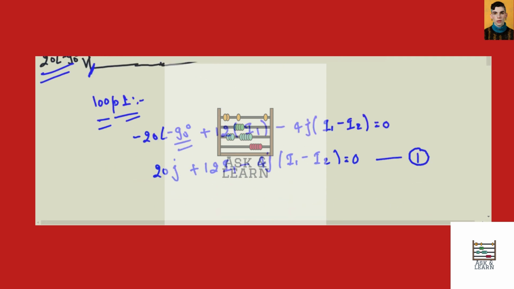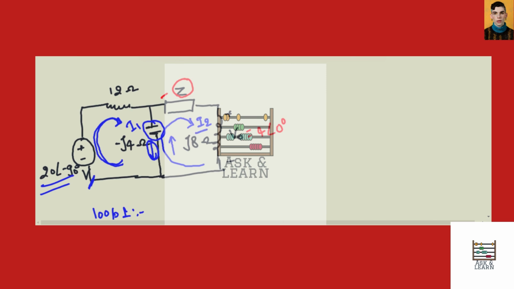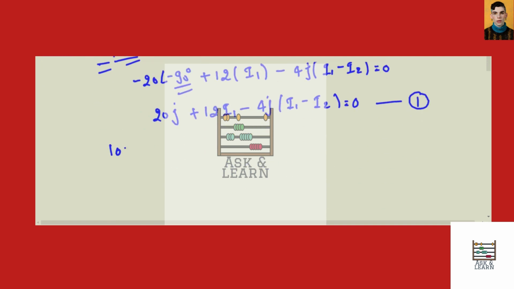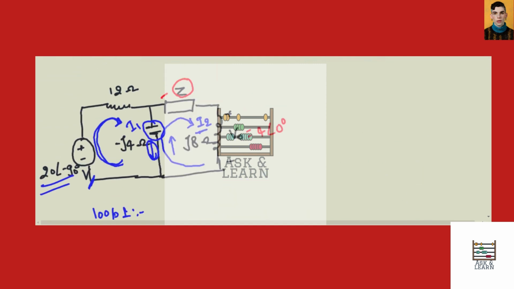Now we go to loop number 2. Let's write the equation for loop number 2. I am starting the equation of this loop from here. The first element will be minus 4j. The current flowing in the minus 4j is again downward and upward, so we will give preference to the upward current, because the loop current is I2. So we'll give preference to the direction of I2.